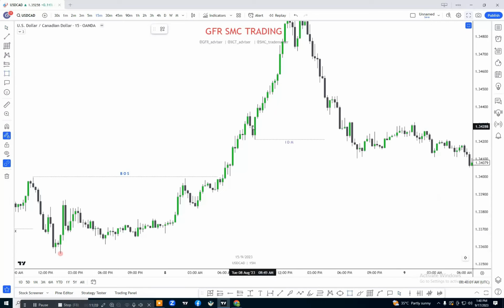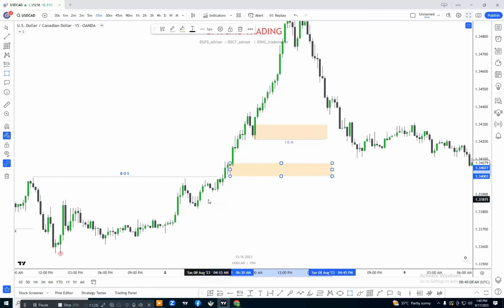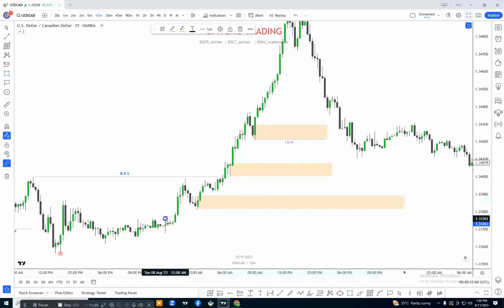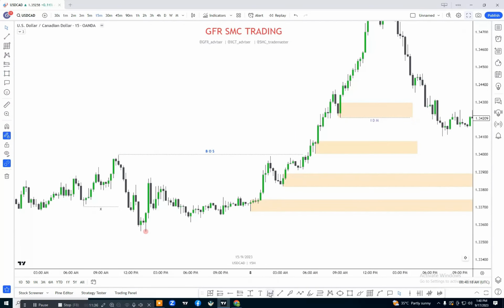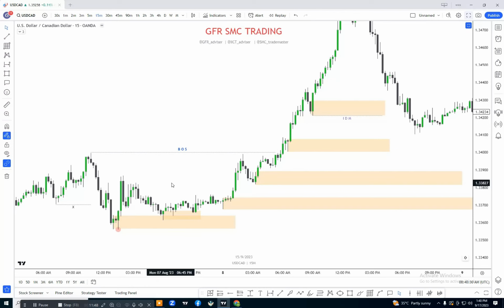First order block is here, second is here, the third one is here, fourth one is here, like that, fifth one is here. Let me mark with the same color. The sixth one is here. Like we have 6 order blocks in this swing now.